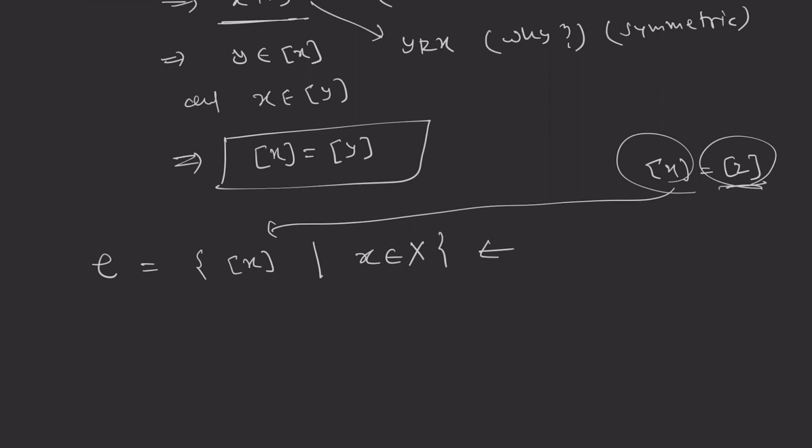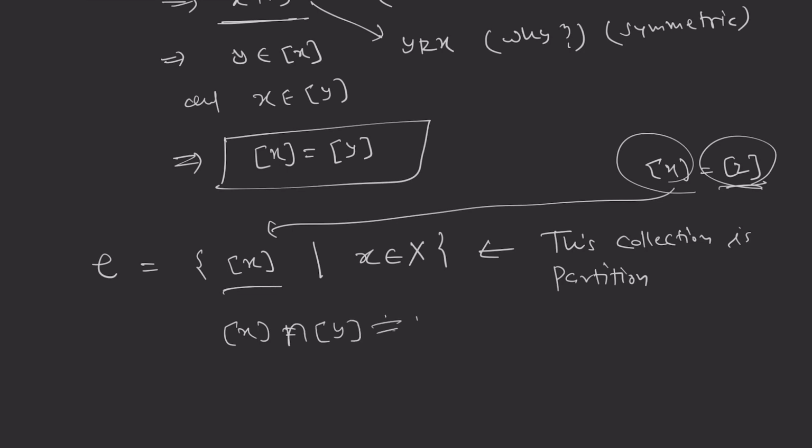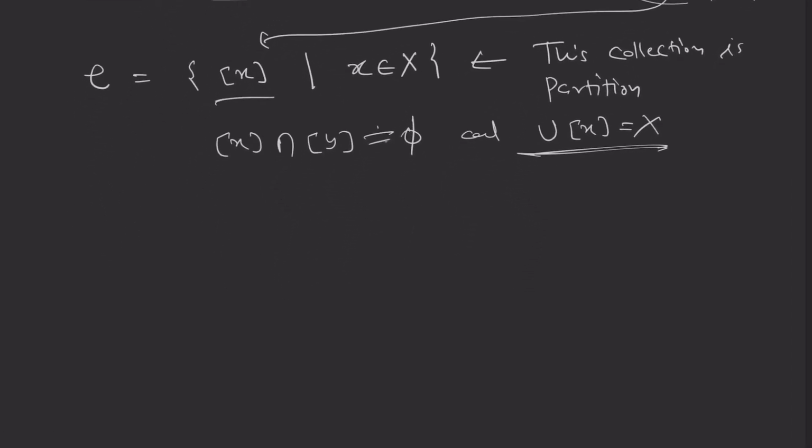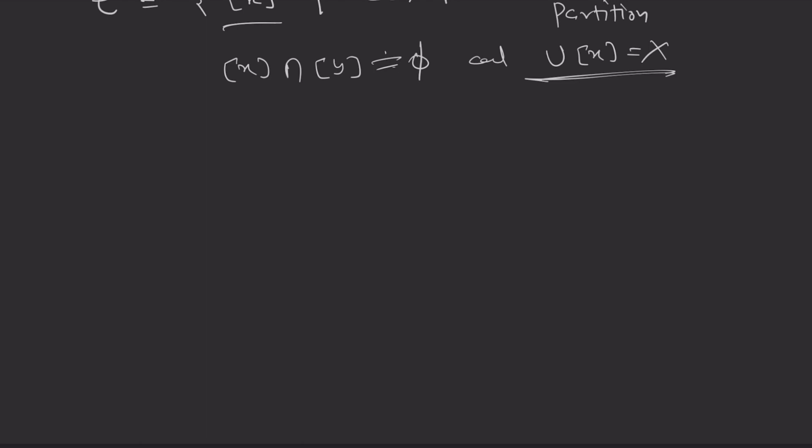So this collection is a partition, because every two distinct equivalence classes have intersection phi, and the union of the equivalence classes is equal to X. So this is a partition. Now can we define a relation from a partition?